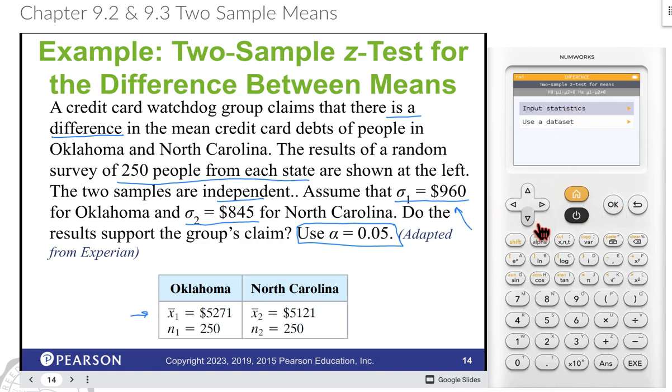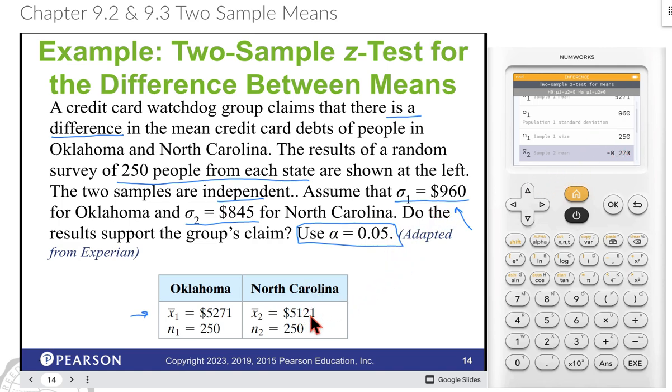We're going to input our statistics. And so we put in mean 1, which is 5,271. We put in the population standard deviation for 1, which is 960. And then we put the sample size for 1, which is 250. Okay, so this is just like using a formula. We're plugging numbers in, but into the right places here. The calculator then takes those and plugs them into the formula for us and does the calculation.